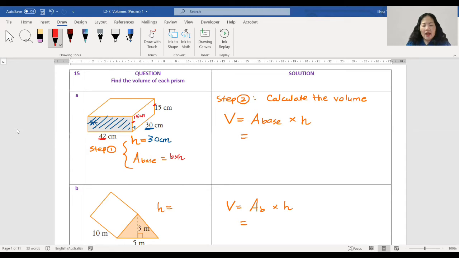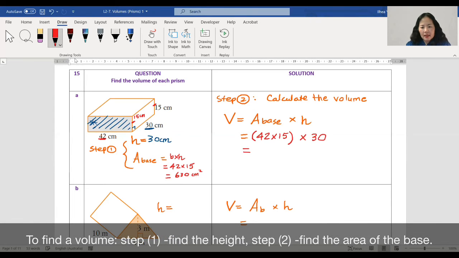So now I have base, I have a height. It doesn't really matter which one you're going to call it as a base or height because we're just going to times it together. I'm going to times this, so 42 times 15, that would be 630 square centimeters. So now we can calculate the volume of this rectangular prism. So when I do that, I had 630 square centimeters times the height, which is 30 centimeters.